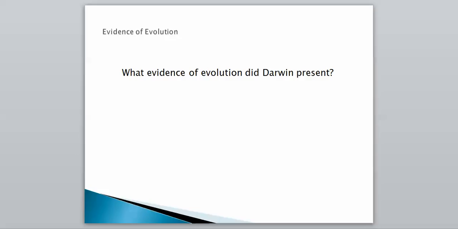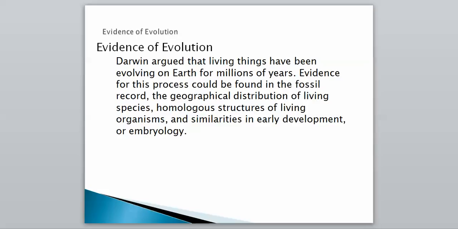Now we're going to look at specific evidence, things that we can actually hold, things we can look at, things that we can prove to show that evolution did occur and that Darwin wasn't just making all this up. The specific evidence that Darwin gathered was that he noticed living things have been evolving on Earth for millions of years, and evidence for this could be found in the fossil record.